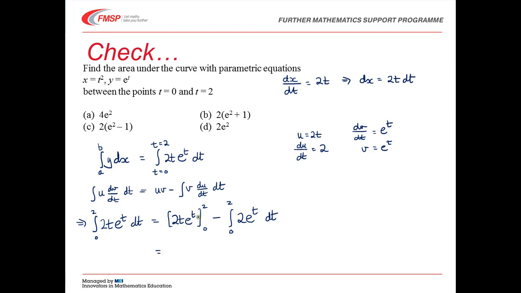So, if t is 2, that's 4 e squared. If t is 0, then that's 0. Take away. Integrate 2e to the t, and I get 2e to the t. Square brackets from 0 to 2. So that's 4e squared minus 2e squared minus 2e to the 0. So that's just 2. And I get 2e squared plus 2, which is option B.